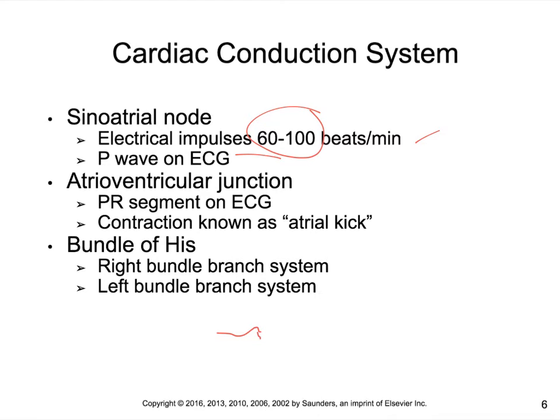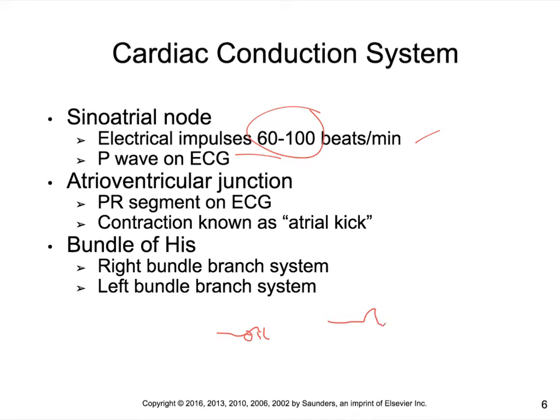The AV node, or the atrioventricular junction, which sits right in the middle between the atria and the ventricles, is the PR segment on the EKG, and that's known as the atrial kick. That's when the atria kick the blood flow through to the ventricles. I'm not doing a very good job drawing this here. Let me start over again.